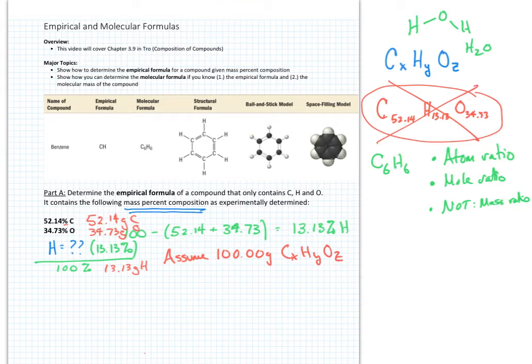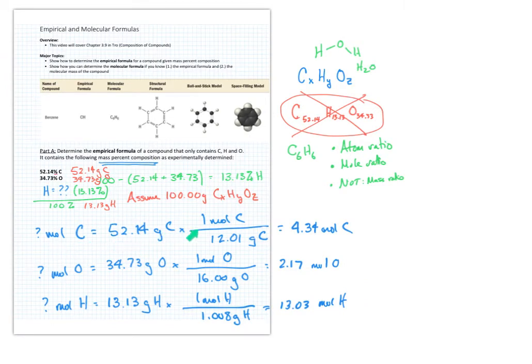Okay, but if we do have the masses of each of these, then I can find the number of moles of each of these. And if I can find the number of moles, then those become mole ratios. So let's take a look at that. This might be a good place to stop the video if you want. Let's find the number of moles of each of these atoms, carbon, hydrogen, and oxygen, and then put them into a mole ratio.